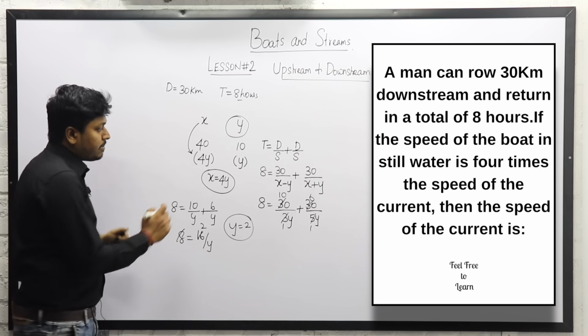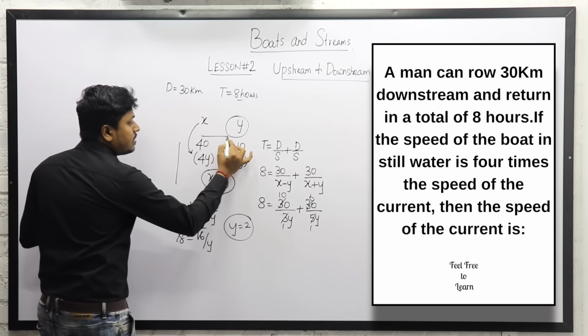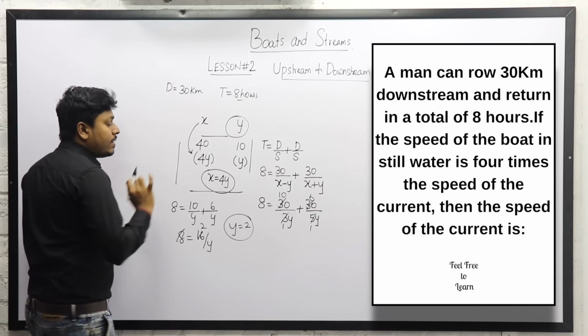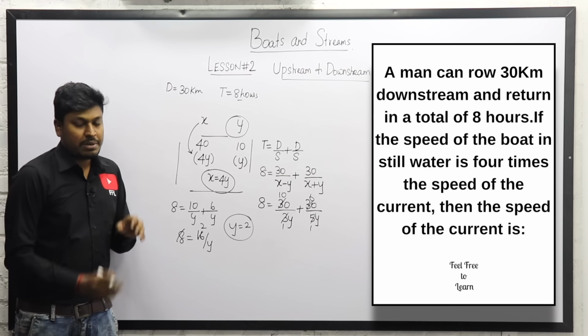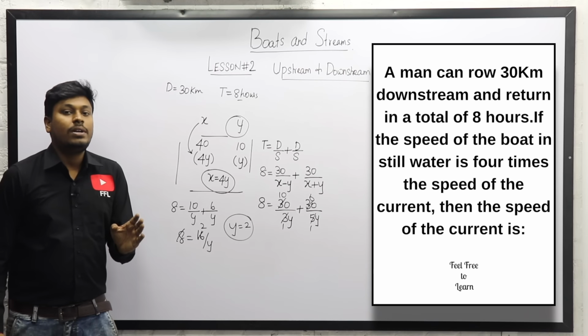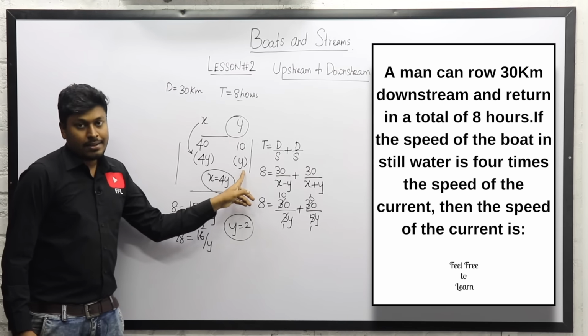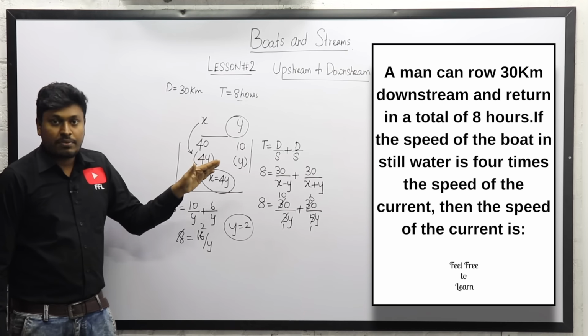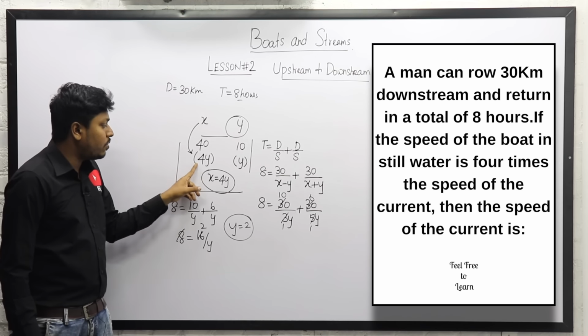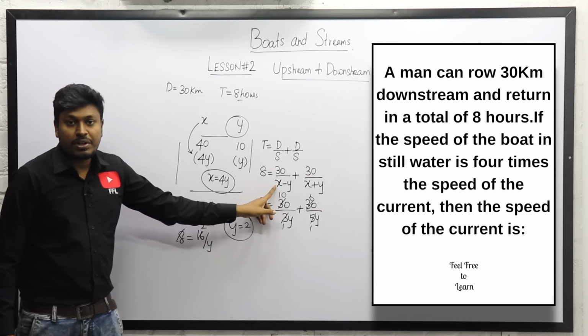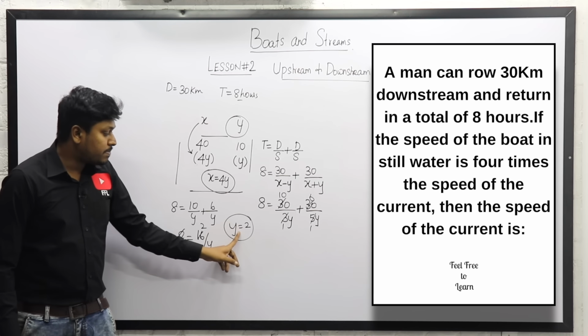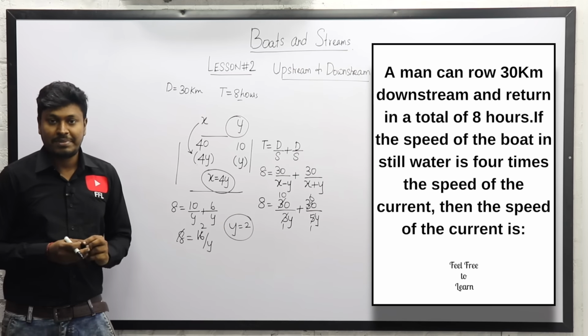So the important step is this, right? How to write this 10, 40, and how I written x is equal to 4y. So remember that speed of the boat is 4 times the speed of the stream. So we can assume speed of the stream is y. Then the speed of the boat will be 4 times of y. That is 4y. So x is equal to 4y. So substituted here x is equal to 4y. So finally we got the speed of the stream, that is 2 km per hour.